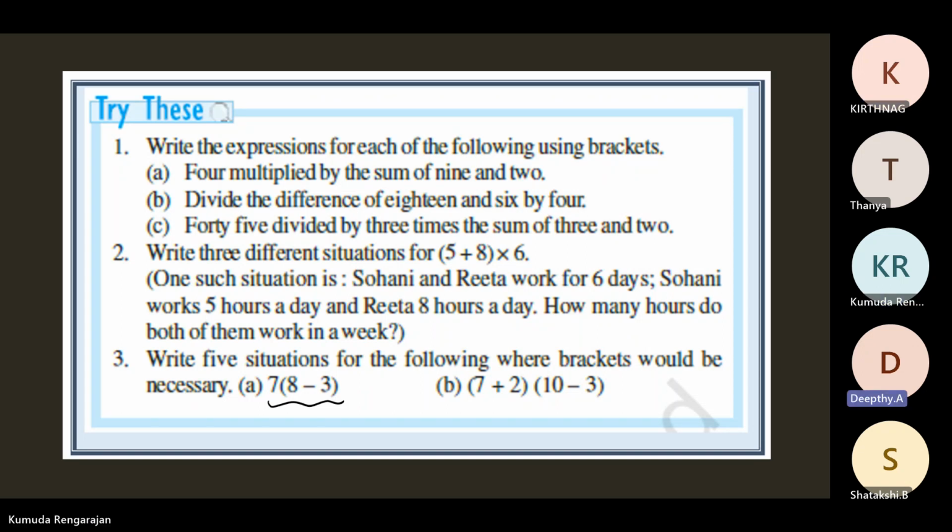Ma'am, Raju gets 8 rupees a day. He spends 3 rupees on buying chocolates. How many rupees will Raju get for 7 days? Not get. What money Raju has saved in 7 days? Because what he gets minus what he spends is the savings, right? This is the savings. So how much money has Raju saved in 7 days? You must use the word saved.